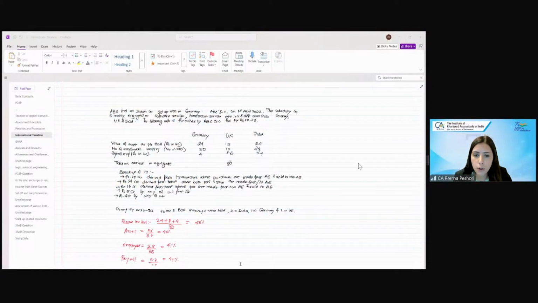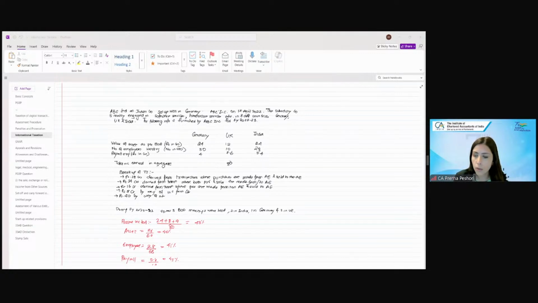Have you revised what we discussed in the last lecture regarding international taxation? So we had started with the class on international tax, and were discussing the residential status of individuals, and then we started with the residential status of the company. So have you revised or not? Yes?